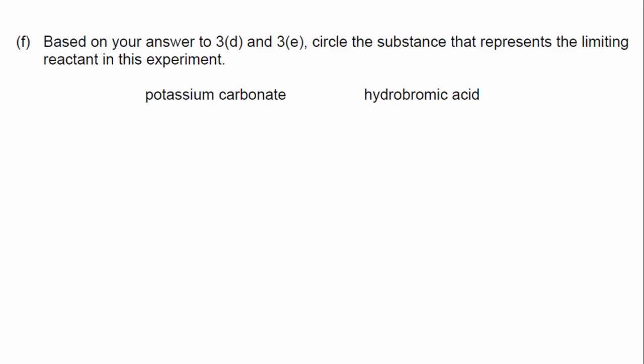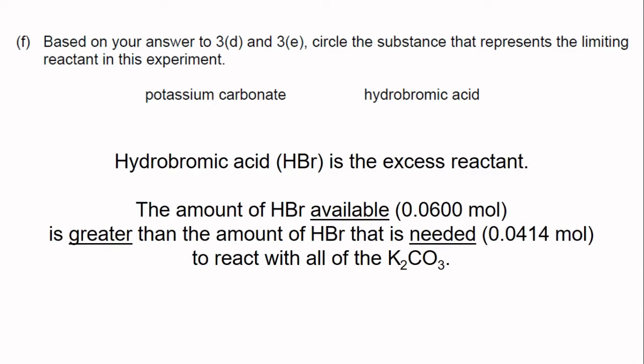So in part F, based on your answer to 3D and 3E, circle the substance that represents the limiting reactant. Again, hydrobromic acid, HBr, is the excess reactant because the amount of HBr available, what was used in the experiment, is greater than the amount of HBr that was needed. So that makes potassium carbonate the limiting reactant because it would be used up completely, whereas the HBr, hydrobromic acid, was in excess.